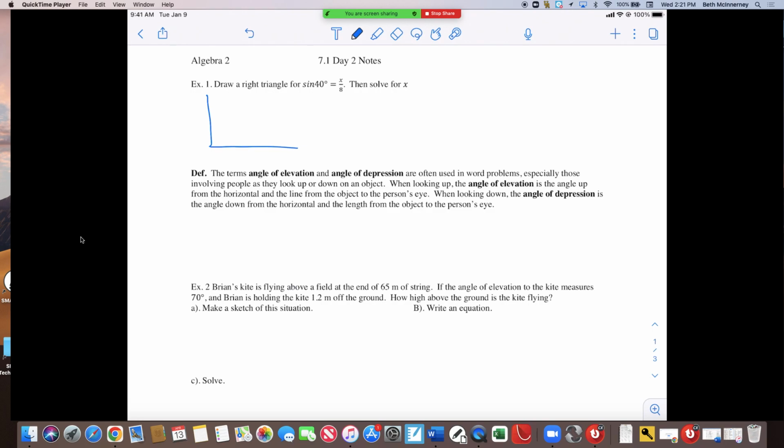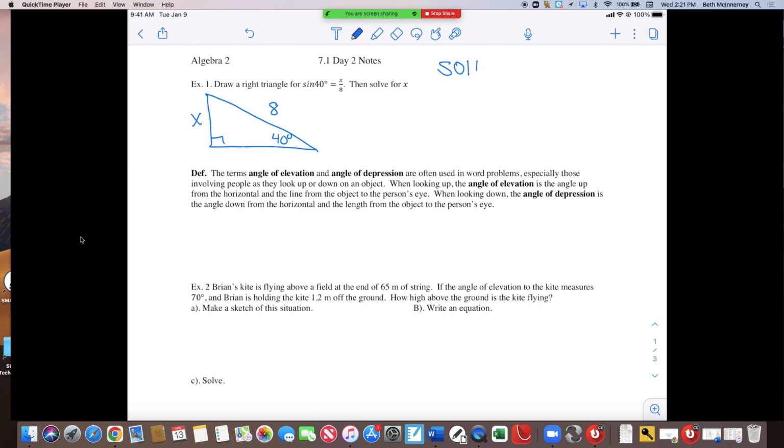Your triangle does not have to look exactly like mine. You could put 40 down here, or you could put the 40 degrees up here. What matters is that the hypotenuse is the hypotenuse, and the opposite has to be opposite of the 40. So I'm going to choose to put 40 degrees here. The hypotenuse is only in one spot, and then my x is across from it.